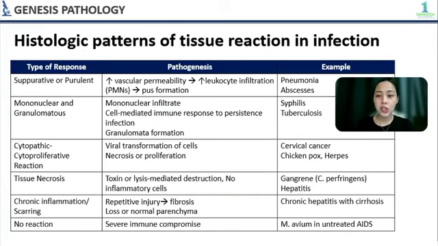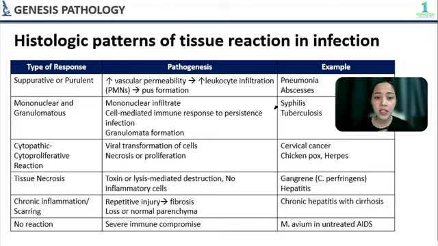So these are the histologic patterns of tissue reaction seen in infection. The first one is suppurative or purulent. So this pattern is characterized by increase in vascular permeability and increase in leukocyte infiltration, predominantly of neutrophils. This is in response to pyogenic or pus-forming organisms like your staph and strep. So the masses of these dying or dead neutrophils plus the necrosis of tissue forms pus. Okay, that's why pus, purulent, pyogenic organisms.